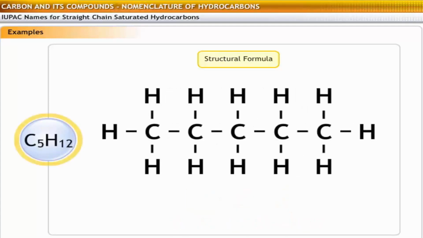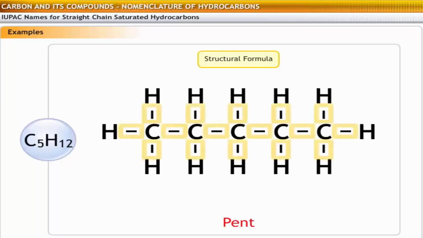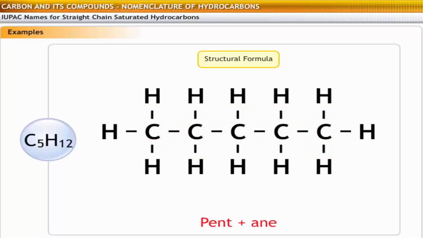Since C5H12 has 5 carbon atoms, its root word is pent. The carbon atoms are saturated, with each having 4 bonds attached to different atoms. So, it is an alkane. The IUPAC name is a combination of pent and ane: pentane.